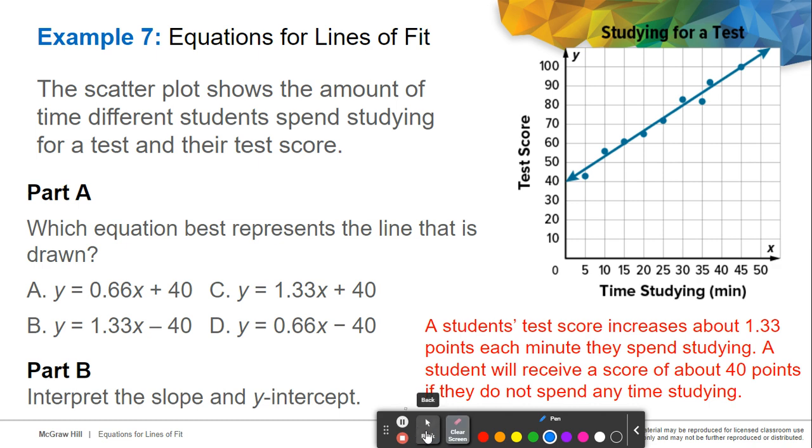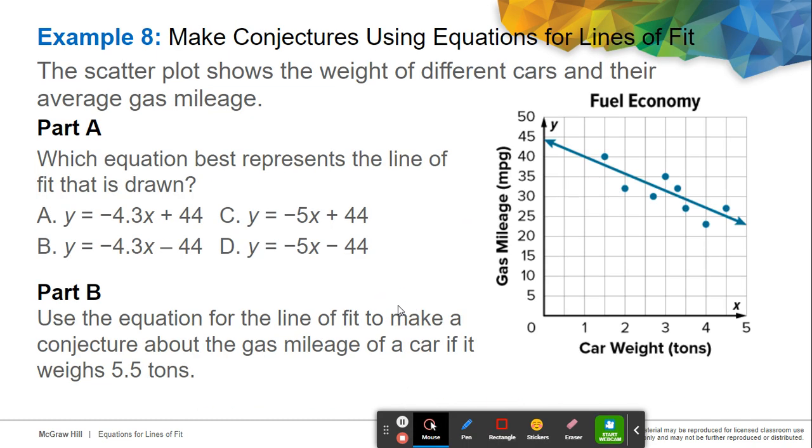Moving on to our last example. We are going to make a conjecture as well about this line of fit. So let's try to find our equation. Just like I told you a while ago, we can eliminate two choices, the ones with the minus, because our b here will be positive. So B and D are not possible answers. We're looking for A or C.